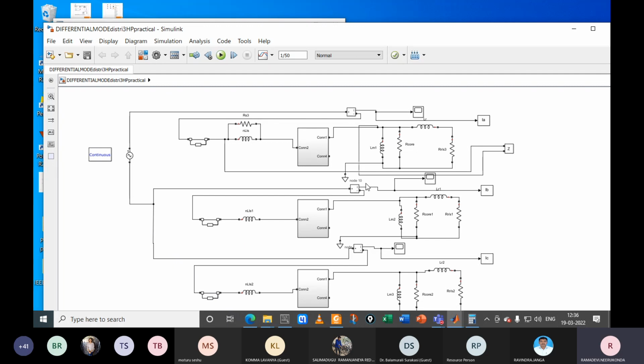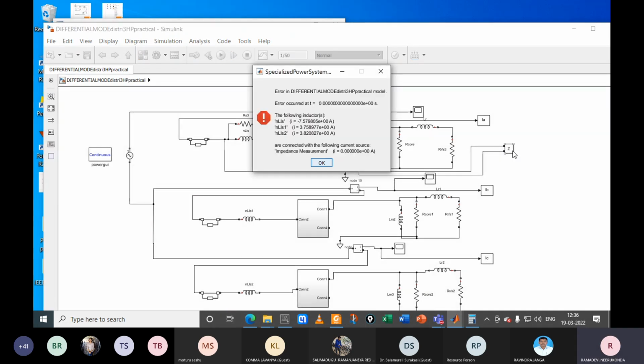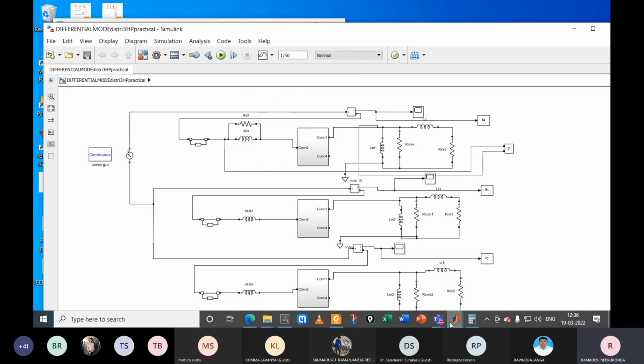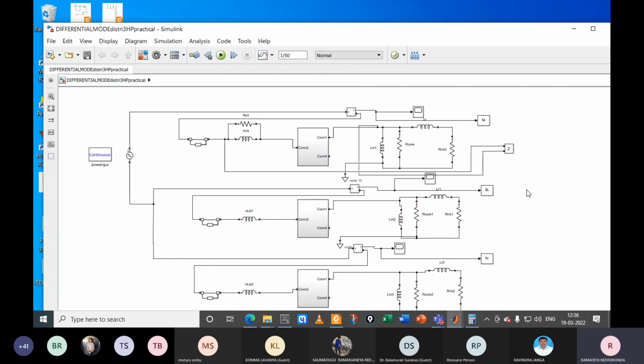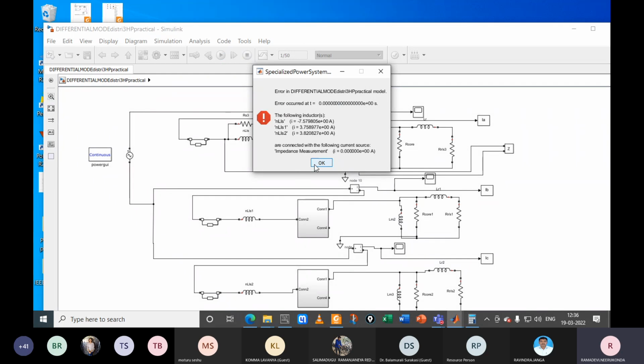So this is the current measurement. The impedance measurement requires the current measurement as well as the voltage value. These two ratios give the impedance value. When we run this, we can see an error indication, because we already have the plot of this power GUI open.